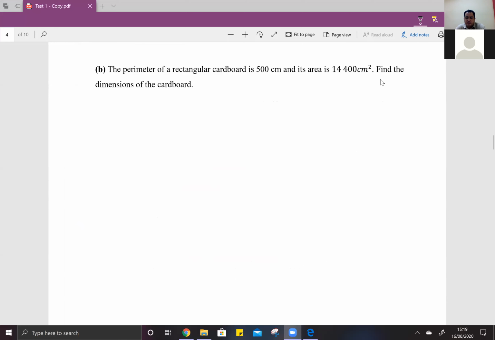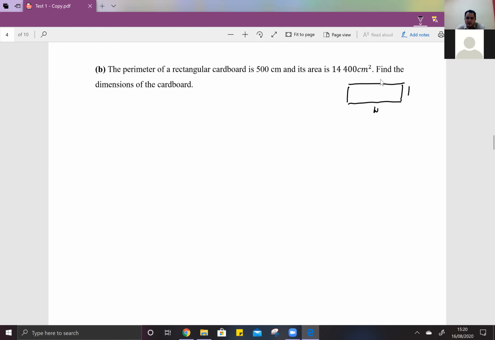Read the question and let's think together, do it together. The perimeter of a rectangular cardboard is 500 centimeters and its area is 14,400 centimeters squared. Find the dimensions of the cardboard. Okay, on the right hand side, let's draw that rectangular cardboard. Right, and let's say the width is A and the length is B, or W and L, whichever you like. Let's label its width by W and length by L.